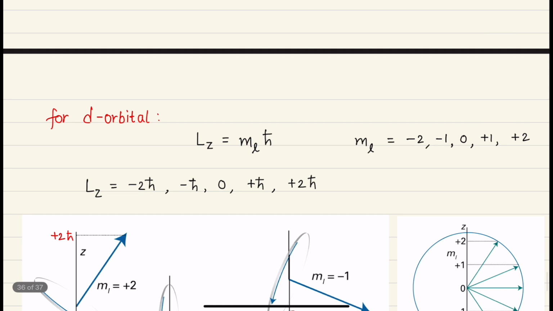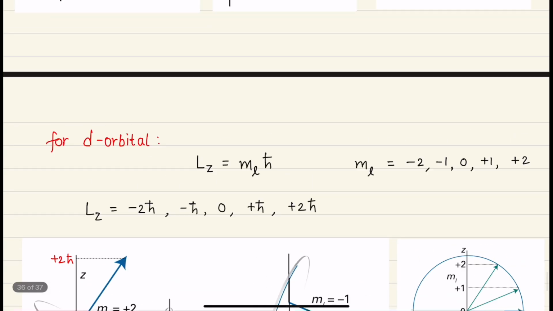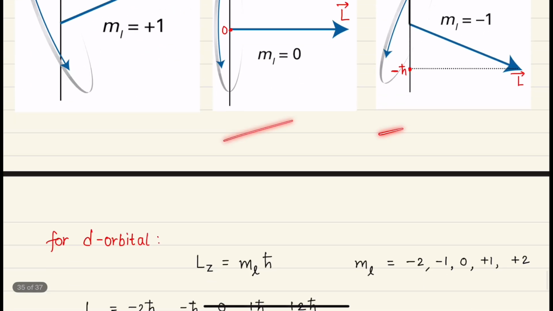Okay, I know that all this diagram is a little bit complex, but if you have good knowledge of vectors and quantum mechanics, you will understand easily. Okay, but for the introduction of organic chemistry, up to here is sufficient. Okay, no need to worry about the cones and all.